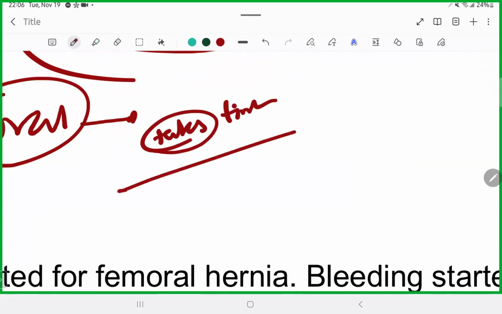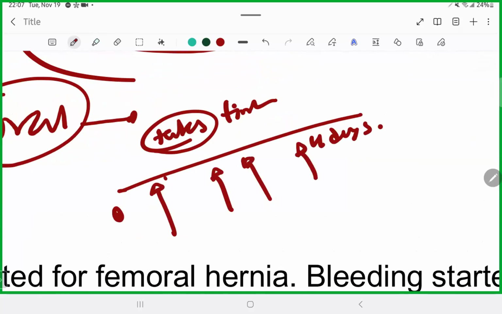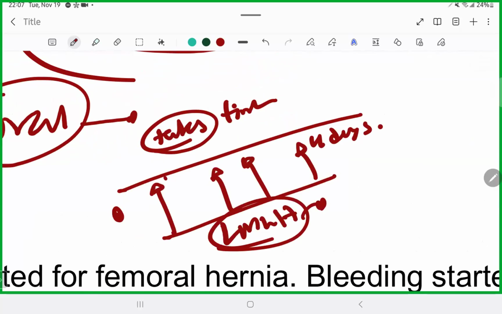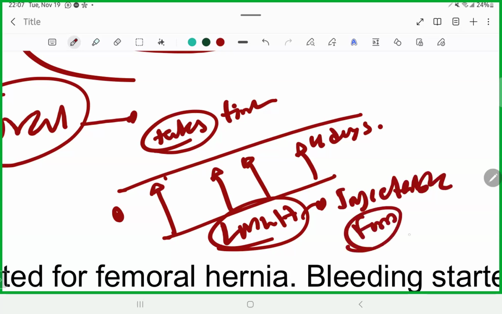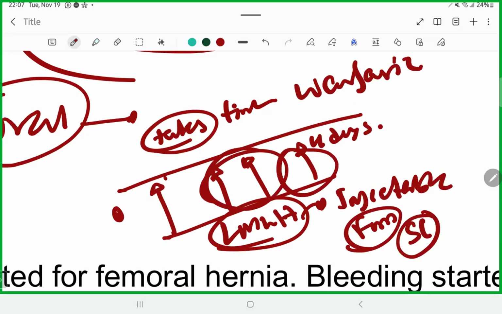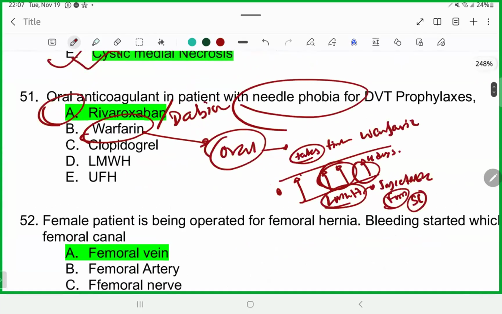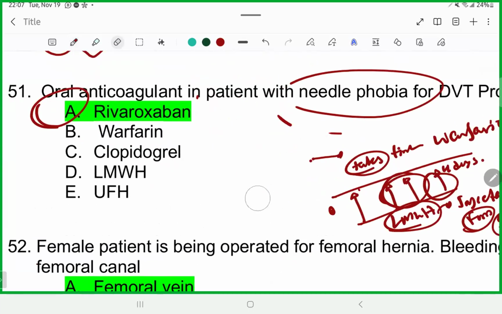Warfarin takes time to work. Like if they say that it takes 4 days, just to cover these 4 days we have to give low molecular weight heparin, and low molecular weight heparin, like enoxaparin, is only found in injectable form. We give it subcutaneously. So if we use warfarin, still we have to give injection for some days. So we go for directly rivaroxaban or dabigatran.